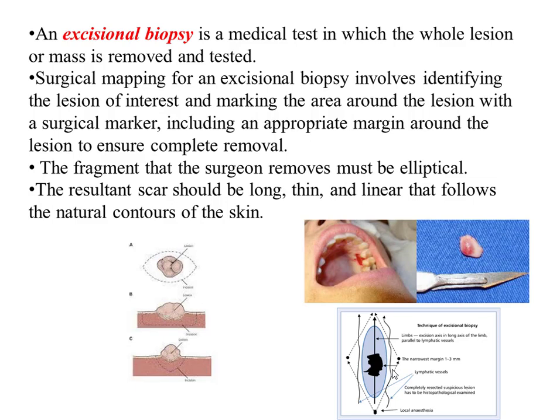Surgical mapping for the excisional biopsy involves identifying the lesion of interest and marking the area around the lesion with surgical markers, including an appropriate margin around the lesion to ensure complete removal. The fragment that the surgeon removed must be ellipsoid. The resultant scar should be long and thin, linear, following the natural contours of the skin.